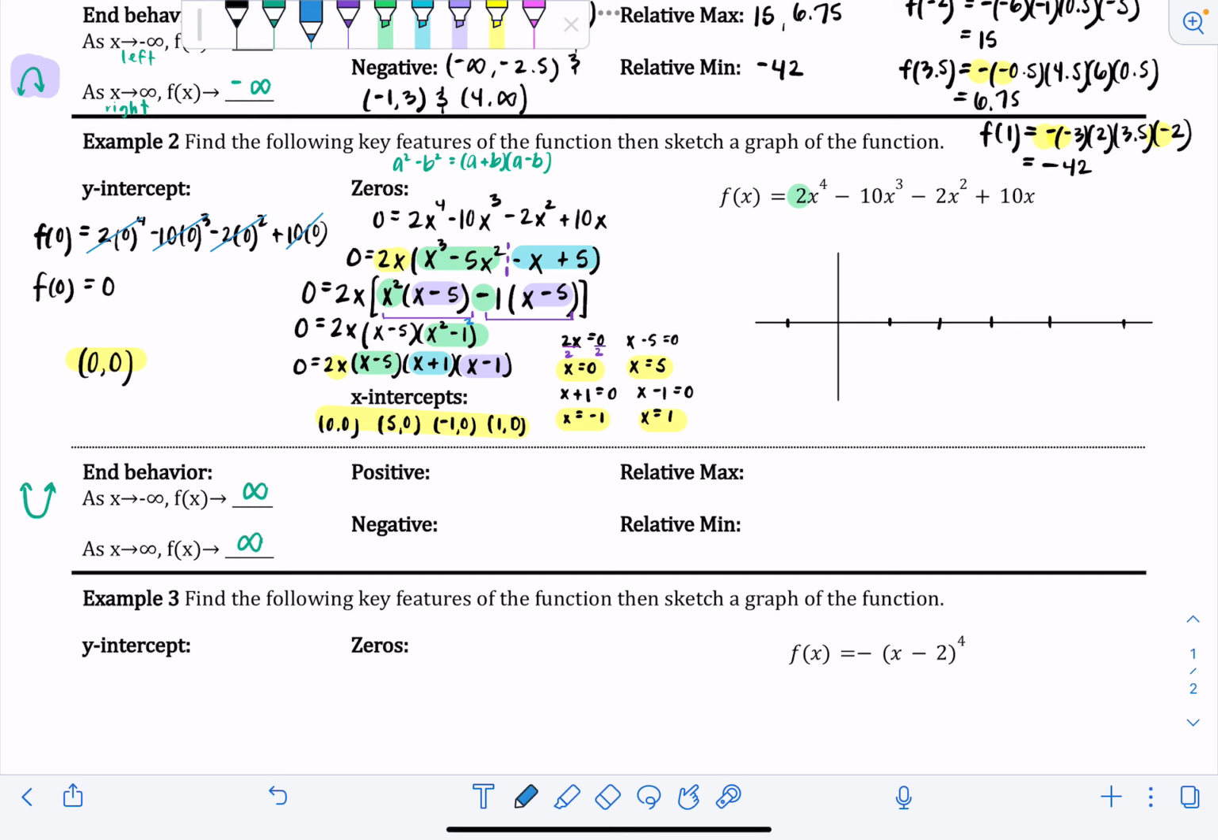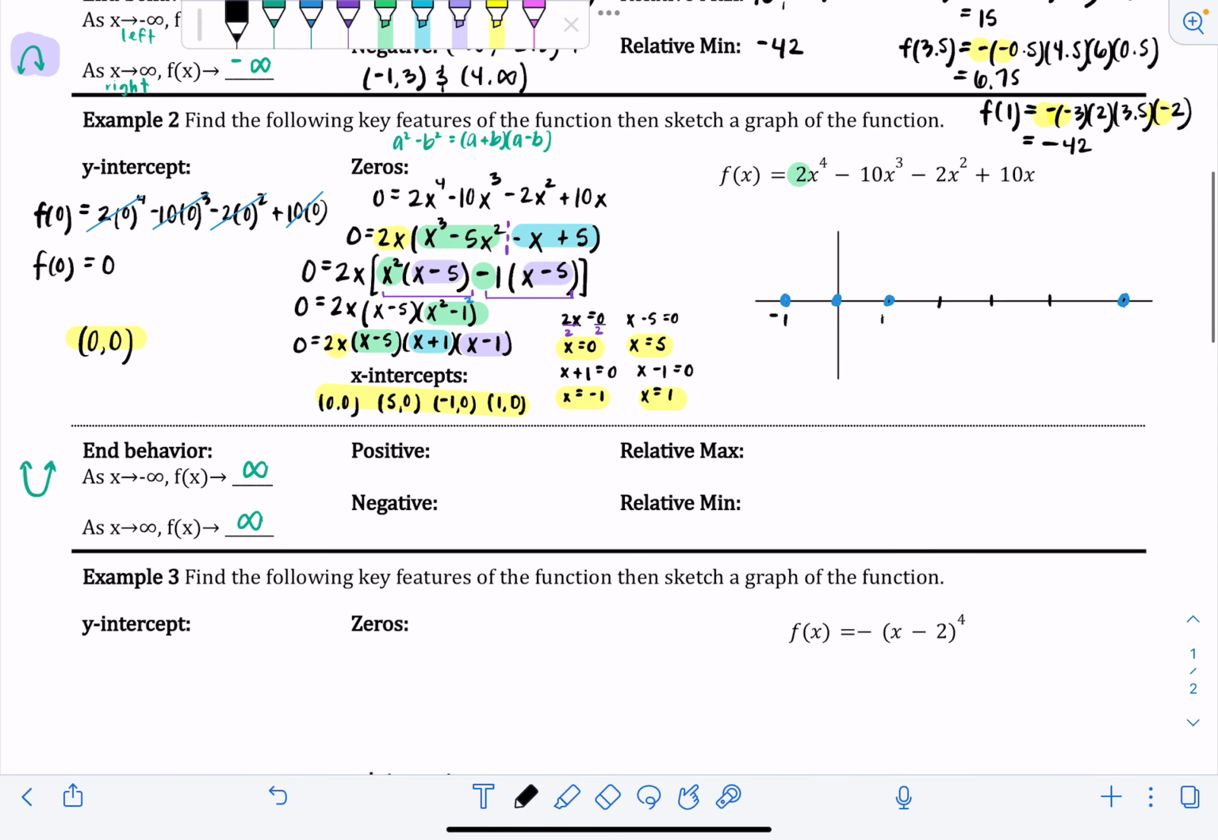Okay, so I have a 0 at 0. I also have a y-intercept there, same thing. And then x equals 5, that's another. X equals 1 is another. And then x equals negative 1 is another as well. So this will be positive 1, this is negative 1. And then we want to check the multiplicity.